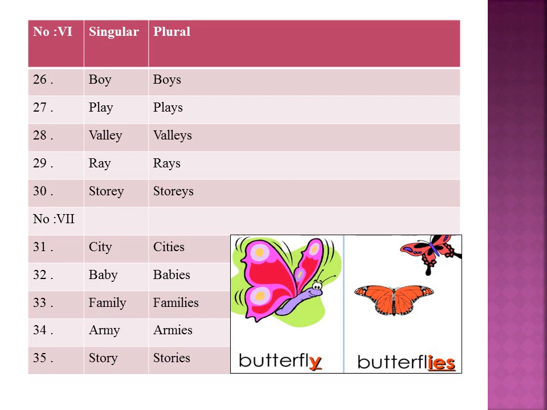In the next rule, that is rule number 7, it says if a consonant is followed by Y, then change Y to I and add ES to form its plural. For example, in the word butterfly, L is followed by Y. Therefore, the plural ends with IES. Here are some examples. Can you guess now, children? What is the plural of monkey? It's quite simple. Add S and not IES, that is monkeys.